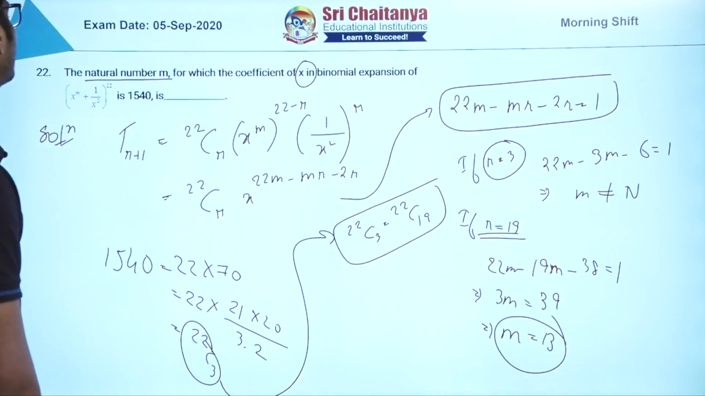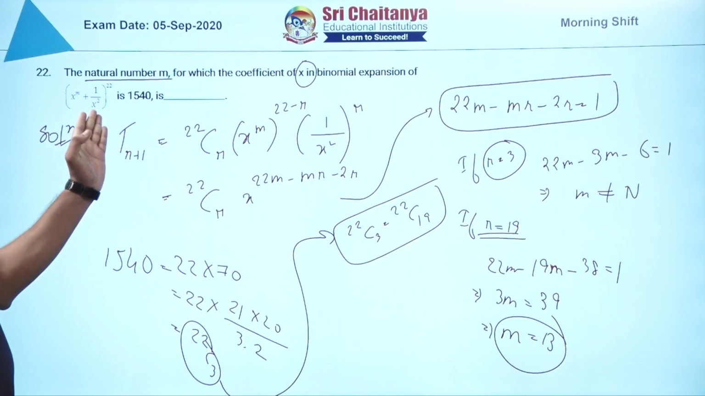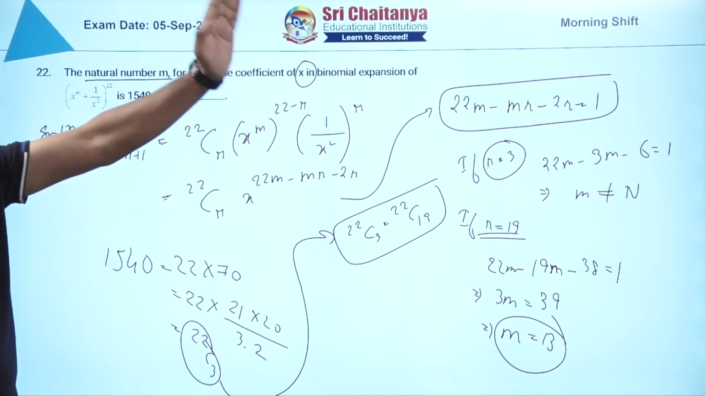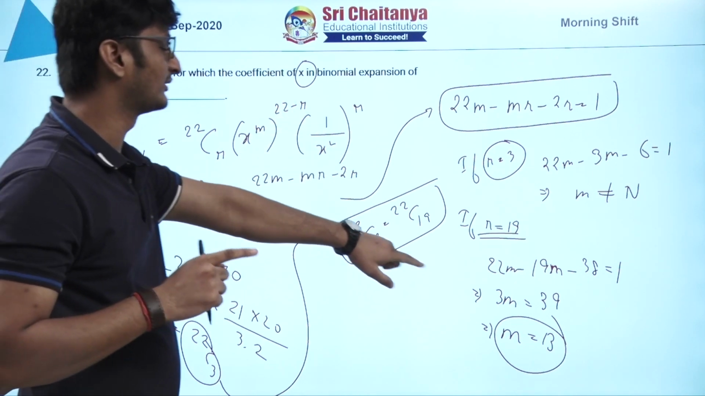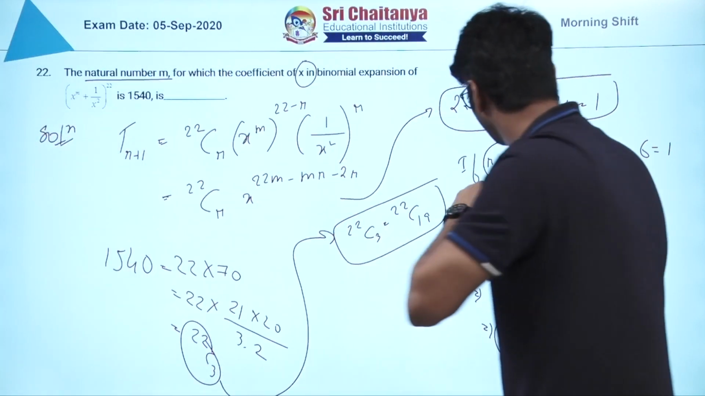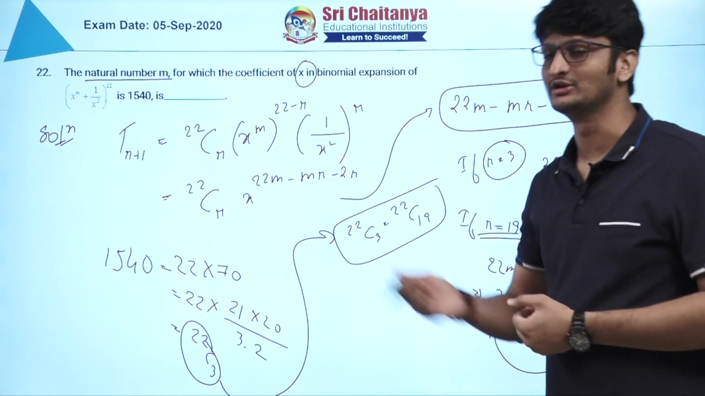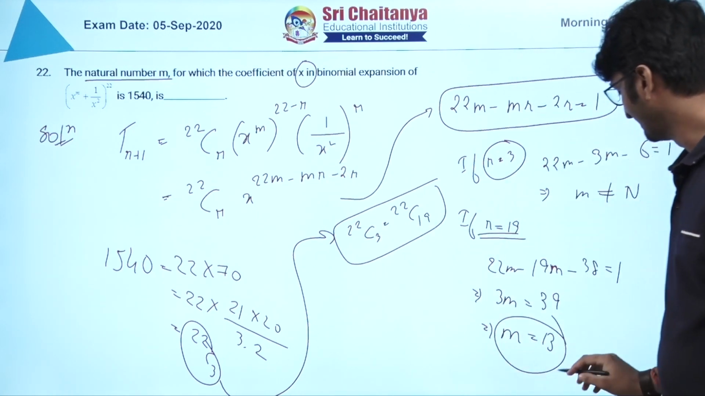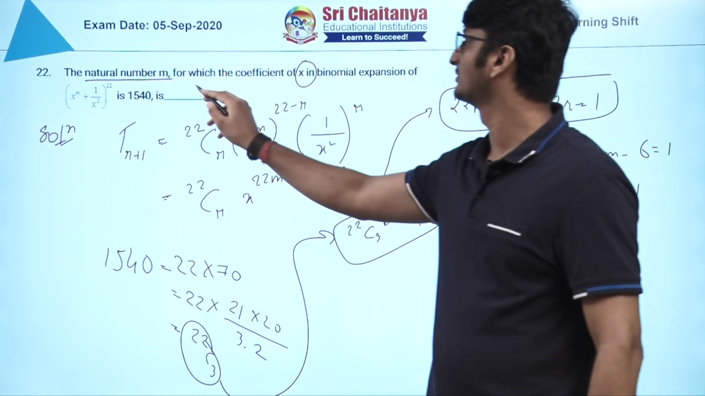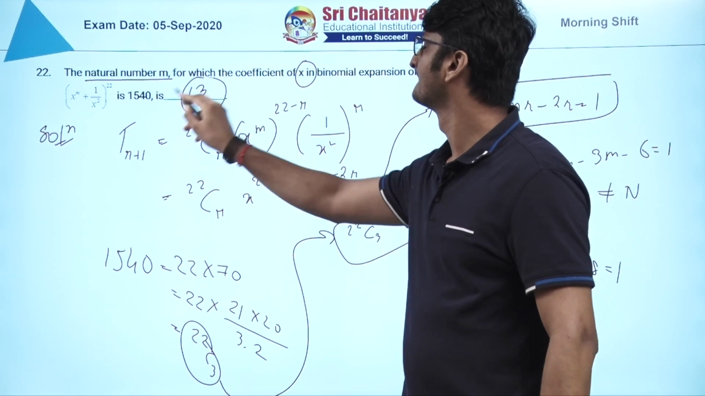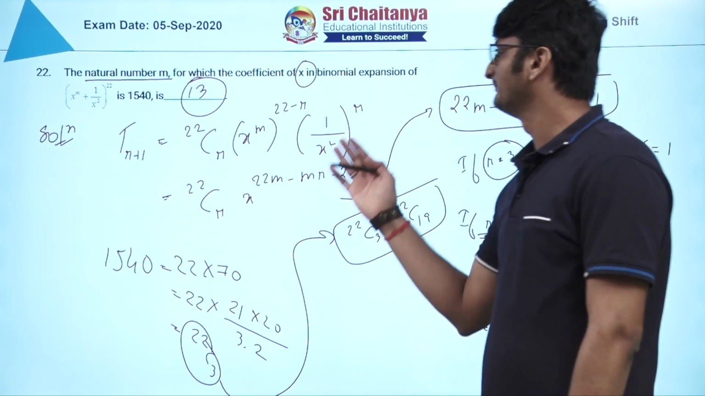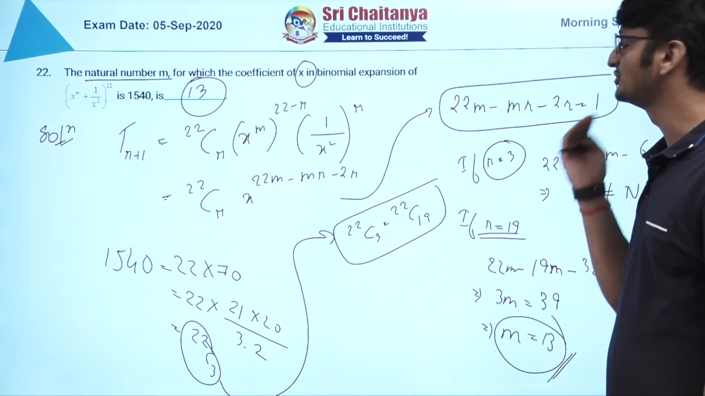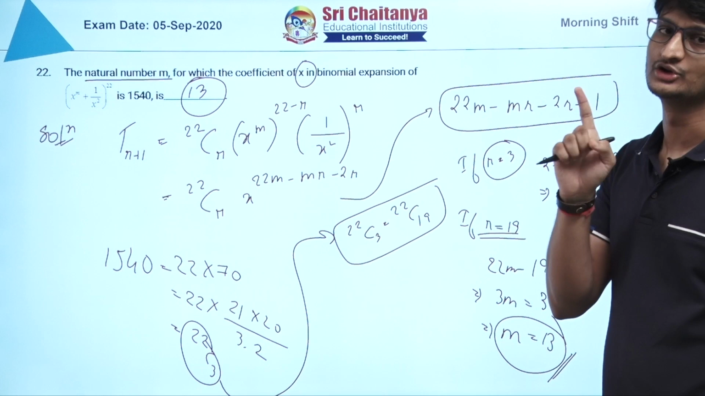So, what they have asked, the natural number m for which the coefficient in this binomial expansion is 1540. We have to find the value of m, not r. Please beware of silly mistakes. Many of you have ticked the answer as 19 in this question. Please beware of those silly mistakes. So, m equal to 13 is the correct answer for question number 22. Put down the points in which you may do some silly mistake, note down those points.